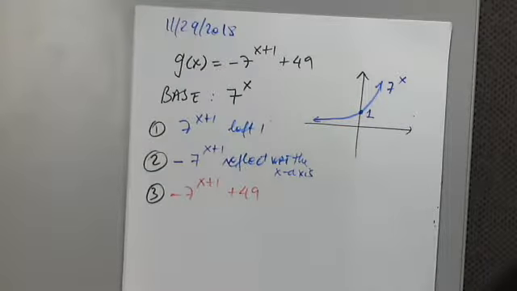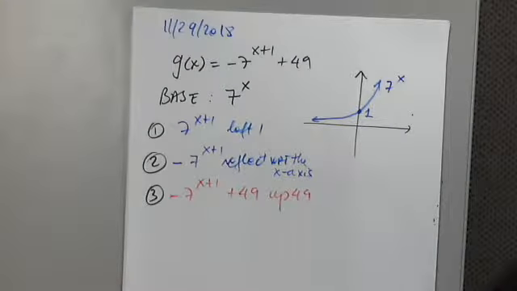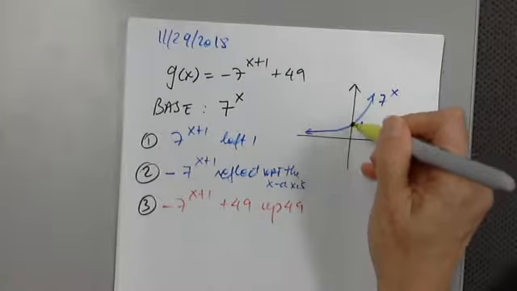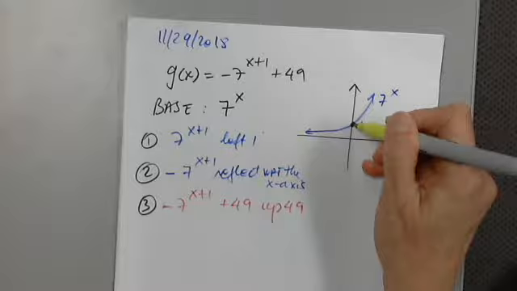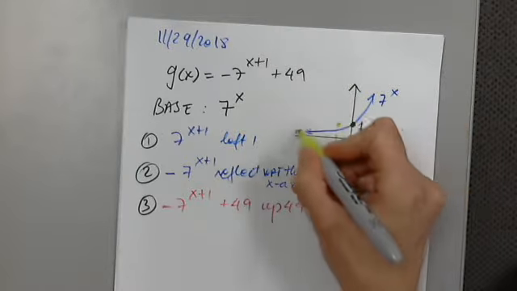What do I need to do? Up 49. Very good. So let's graph. You told me to shift this graph left 1. So where does my pointer here go? Where is this going? Very good. 1 to the left. Awesome.